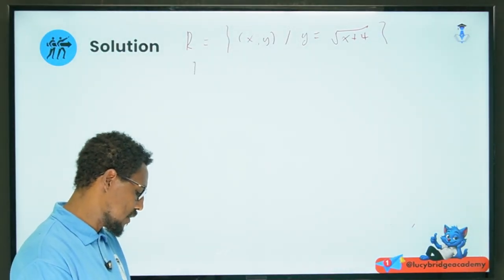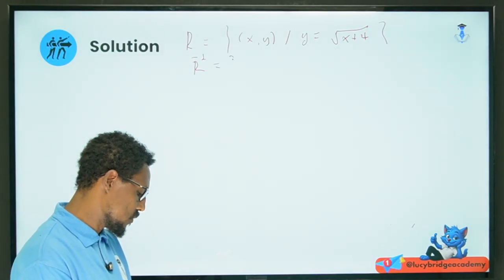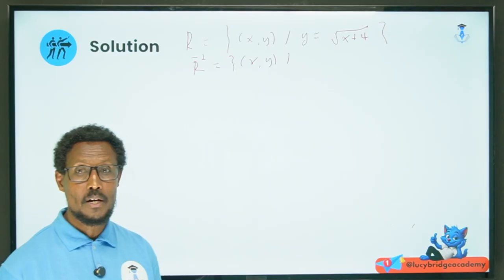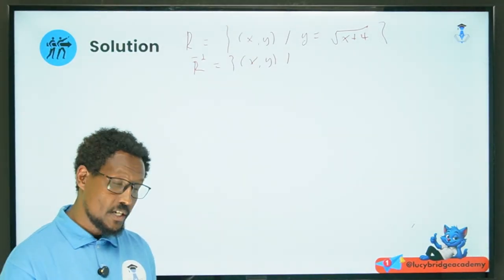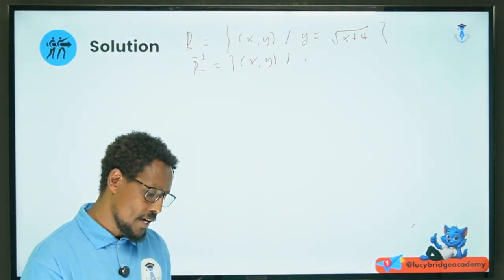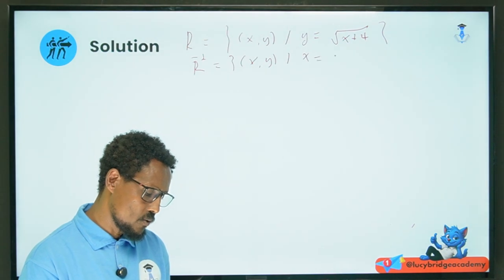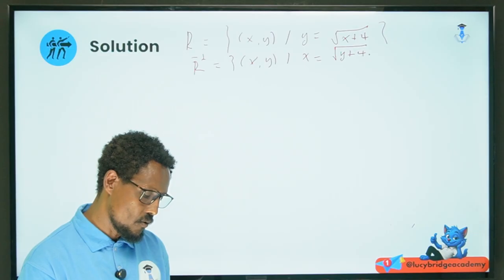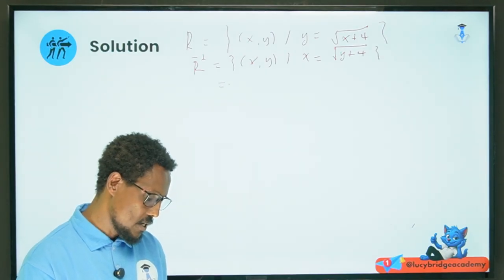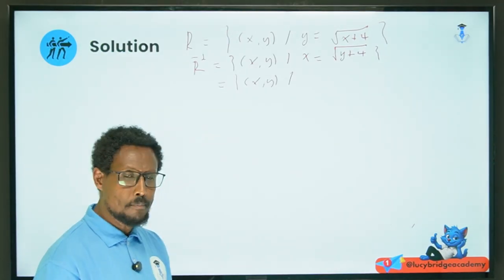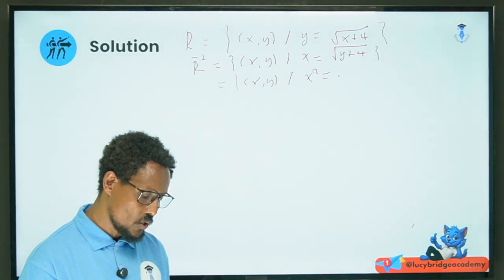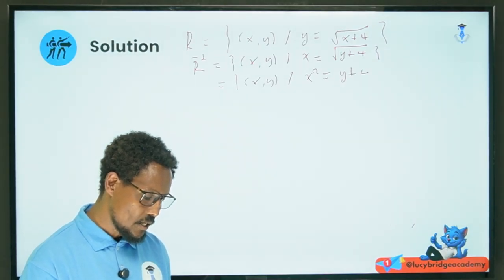So r inverse is equal to the set of (x, y) such that, what do we do? We interchange x and y, x in place of y and y in place of x. x is equal to the square root of y plus 4, which means (x, y) such that, squaring both sides, x squared is equal to y plus 4.